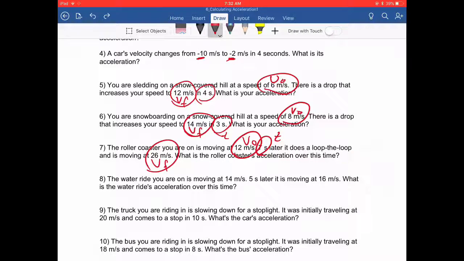Next one. The water ride you're on is moving at 14 meters per second. Original. 5 seconds later, time. It's moving at 16 meters per second. Final. Here's the math. So it's going to be 16 minus 14 divided by 2. 2 divided by 2, 1 meter per second squared. It's accelerating, not as fast as some of the other ones we did, but still accelerating.